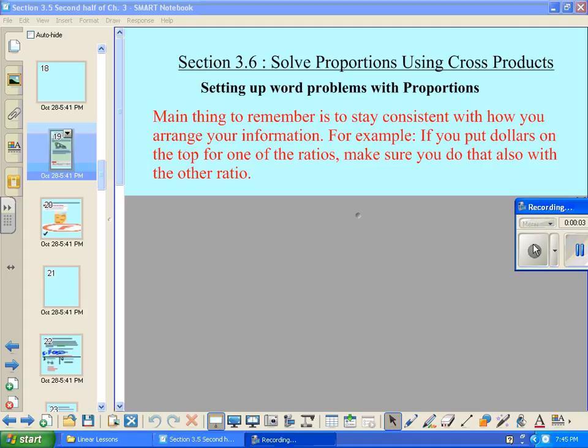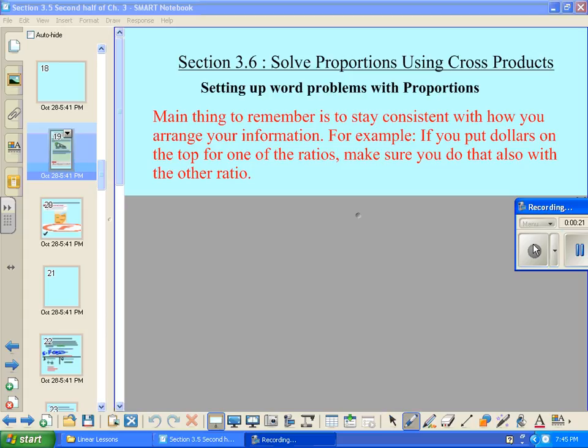This lesson is a continuation of section 3.6, solving proportions using cross products. In the last lesson, I showed us how we can solve certain problems using the cross products method. This lesson is mainly going to focus on how we can set up some word problems with a proportion and use that to solve and find the right answer.